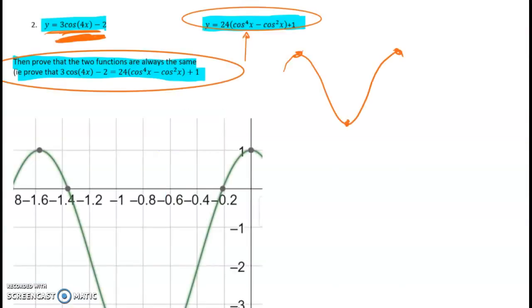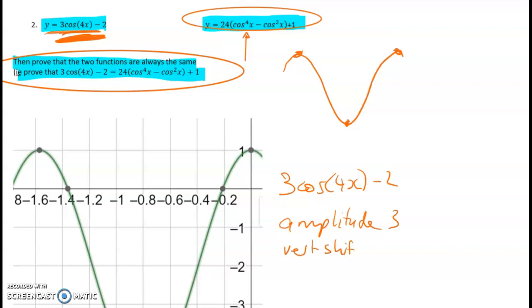Right. Okay, so 3 cos of 4x minus 2. Right, so the amplitude is 3. The vertical shift is 2 units down. Now, what else? Well, we've got no horizontal shift, right? Because we've got 4 times x plus 0.